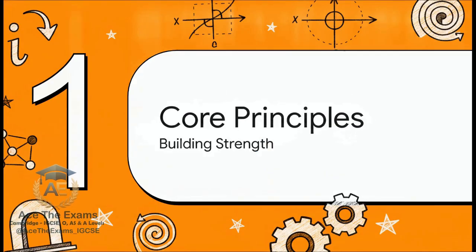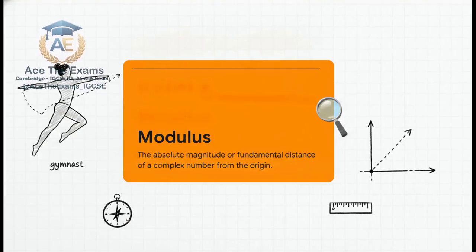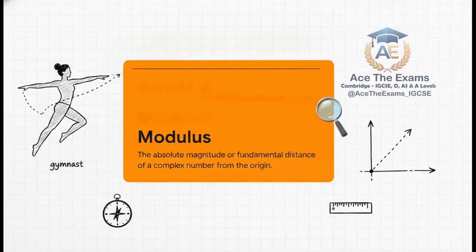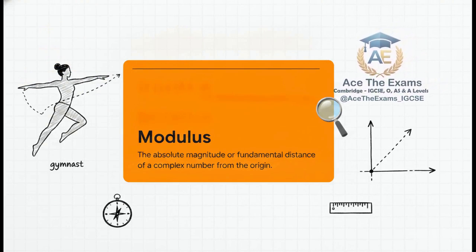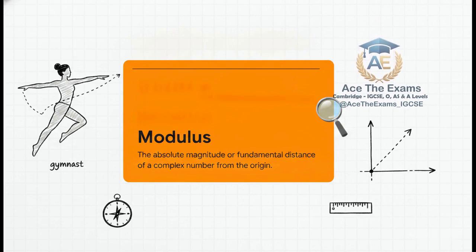Section 1. Core principles and concepts. Building strength. Okay, so to secure top-tier marks in Cambridge 9709, you absolutely need logical, structured reasoning over superficial memorization. You can't just memorize formulas and hope for the best. We can visualize the very first component of that foundation right now: the modulus.